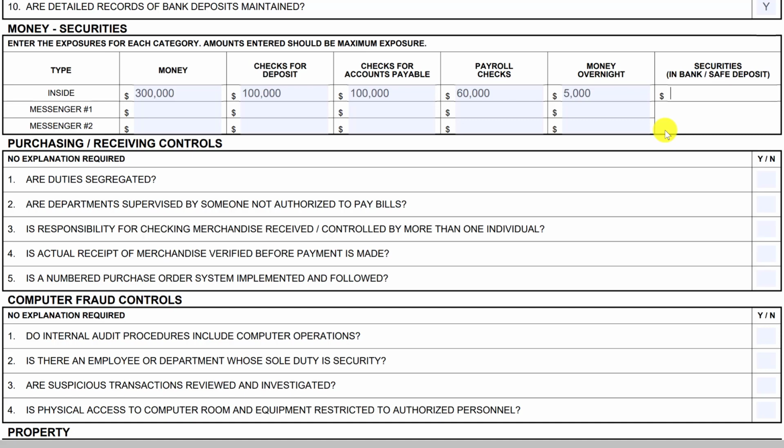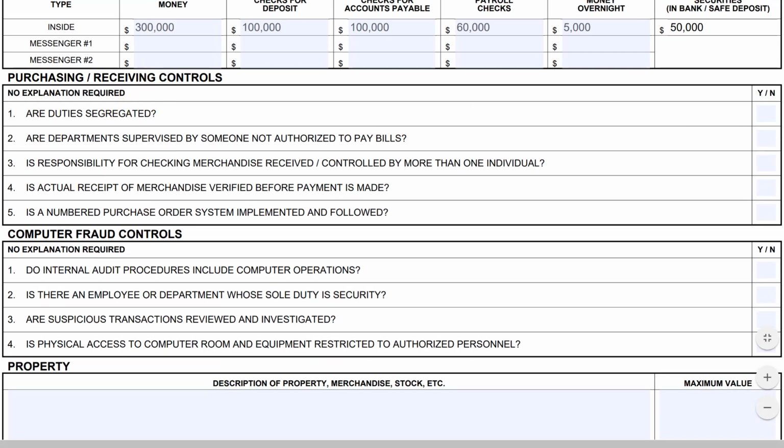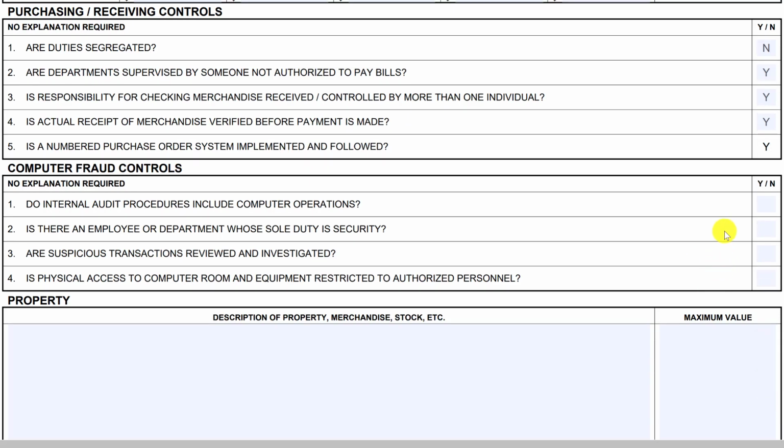Okay. So security in the bank, in the safe deposit box. Let's just say 50,000. All right, purchasing and receiving controls. Are duties segregated? In some cases in a retail store they are not. However, if you put yes, that's great. Yes, that department should be supervised by someone not authorized to pay bills. I'm going to just kind of fly through these and answer them the way that's best if I can. However, a lot of times these are going to be no if it's a smaller operation. Okay, that last one, of course, should always be yes.